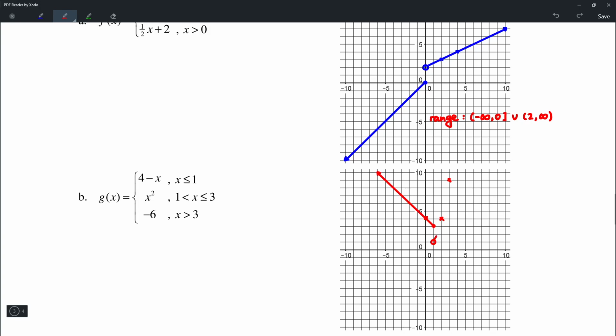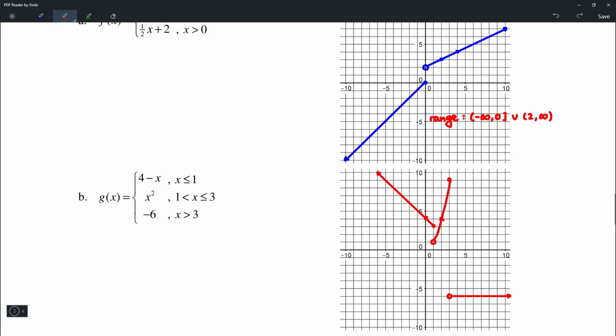So we have a curve, part of a parabola that looks like this. For the second part of the function, we're going to include the value at the top there. And finally, when x is greater than 3, we simply have -6. So here's -6, open circle, and horizontal line at -6.